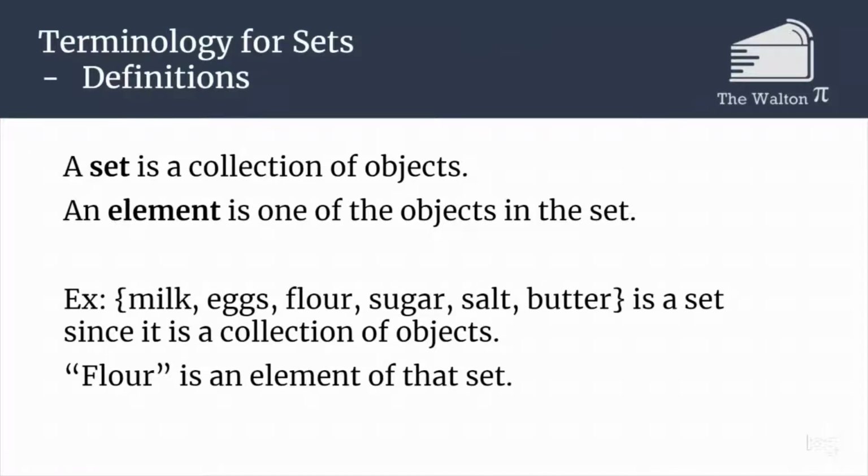So if we have the set of milk, eggs, flour, sugar, salt, butter, so maybe the recipe for bread or for cookies or something, that is a set because it is a collection of objects. Each of those objects, for example flour, is an element of the set.